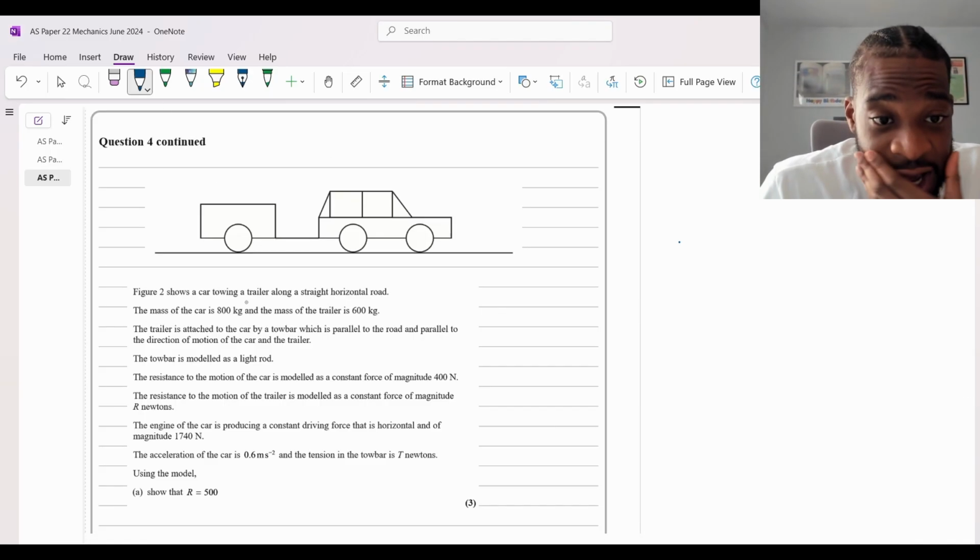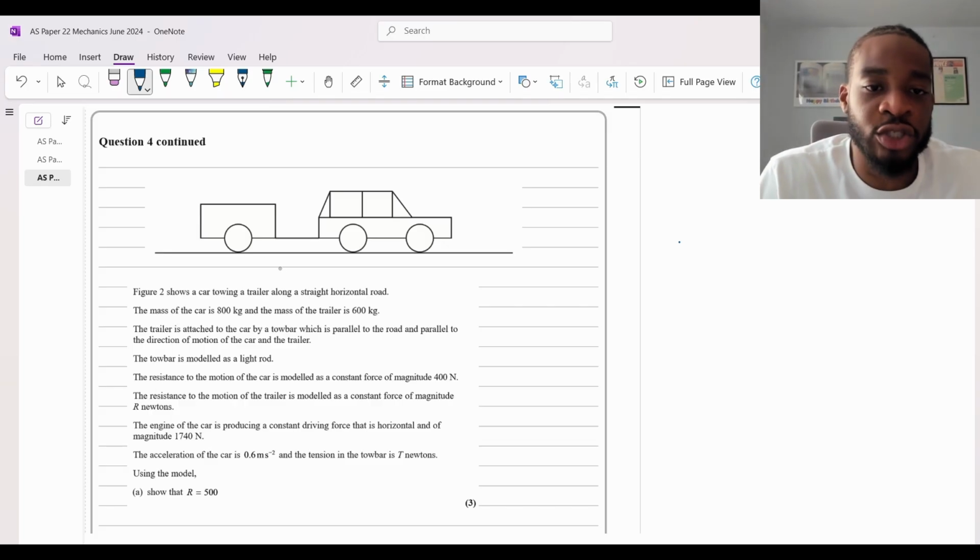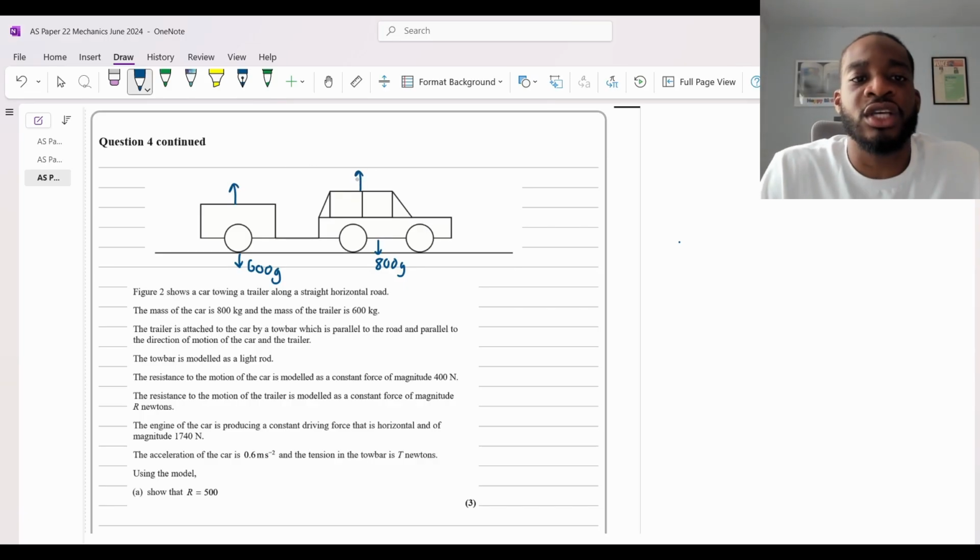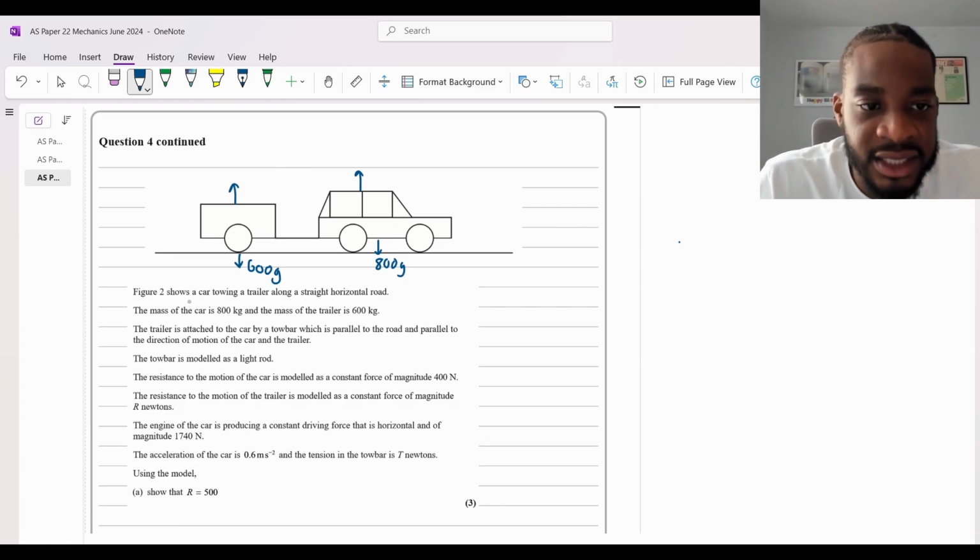The mass of the car is 800 and the mass of the trailer is 600. So what you could do, which is good practice, is to just put the weights there. So that's going to be 800 g and this is going to be 600 g, like that. That's always good practice. You have reaction forces up here, but I'll just put vertical lines here because we're not dealing with vertical motion, so we don't really need it. But I'll put the arrows there anyway. And then let's get to the nitty gritty.